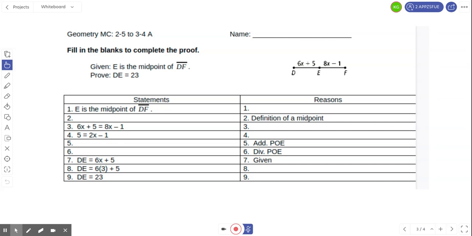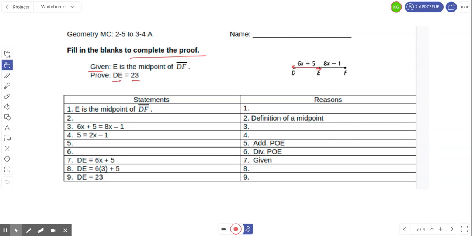We have to first complete this proof. So we have our statements and our reasons, our 2-column proof. And here's the information we have. Given E is the midpoint of DF, we have to prove that DE equals 23. So DE is this distance between these 2 points.